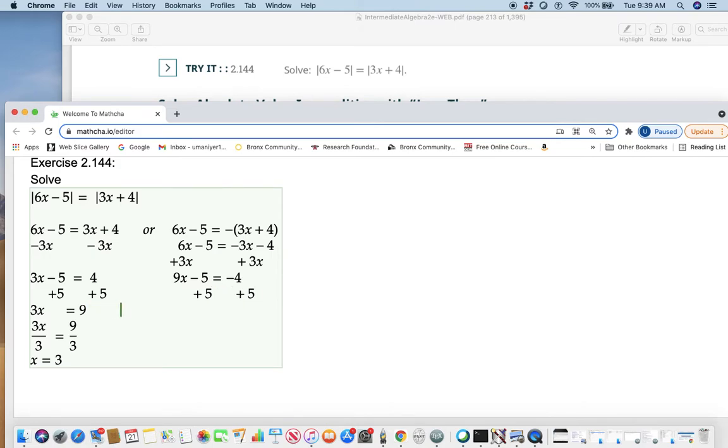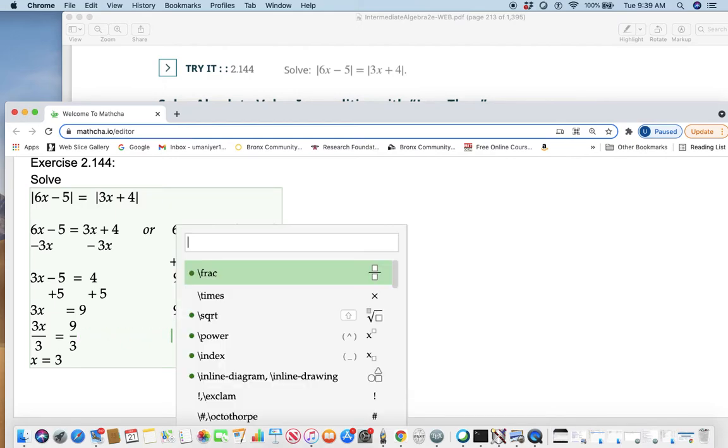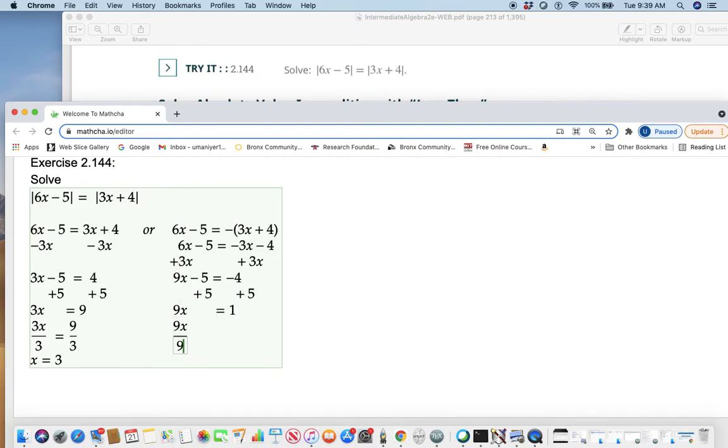So notice you have 9x, and here it is negative 4 plus 5. So it's a 1. Divide both sides by 9. You get 1 over 9. So an absolute value equals absolute value gave you two equations. This or this is the setup. So the solution, there are two proposed solutions.